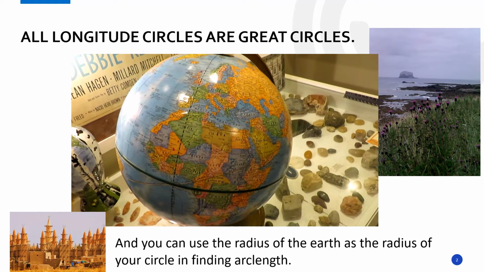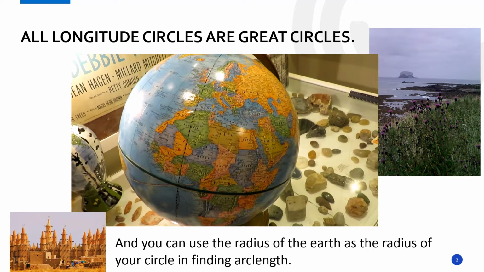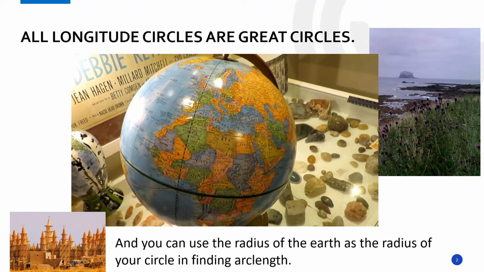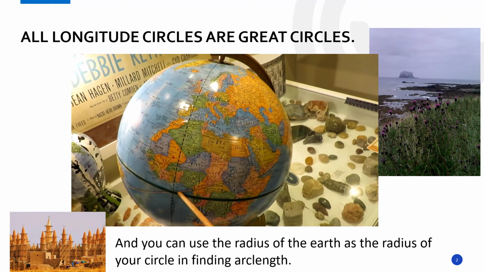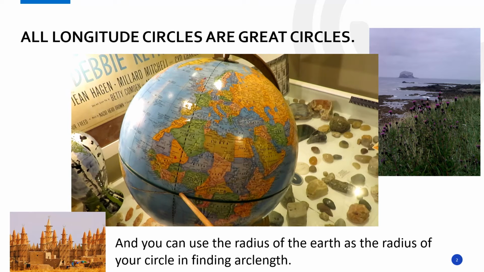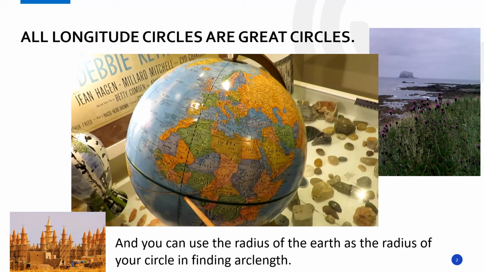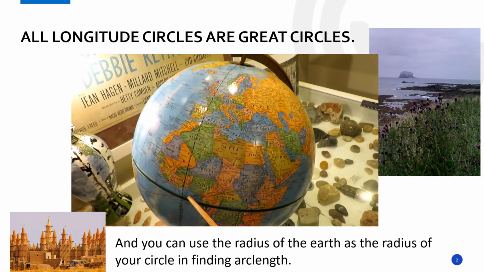A great circle is a circle on a sphere that's the largest circle that you could draw on the sphere, and it contains the center of the sphere as its center. The equator is an example of a great circle on the Earth. It contains the Earth's center as its center, and it's the biggest possible circle that you could form on the Earth. It has a radius of 3,960 miles.